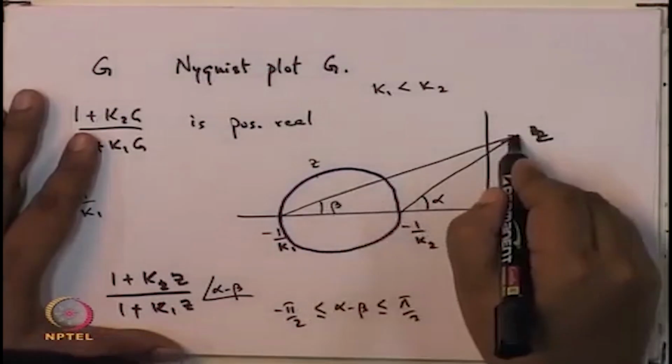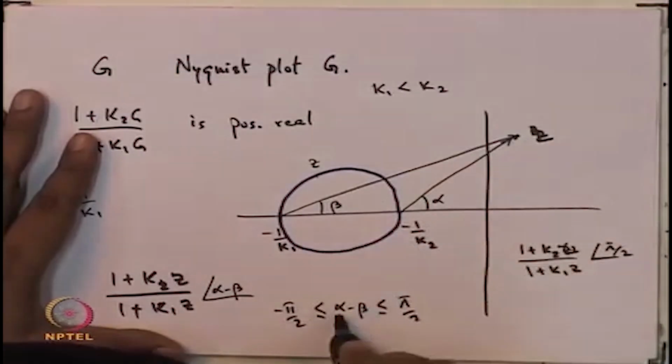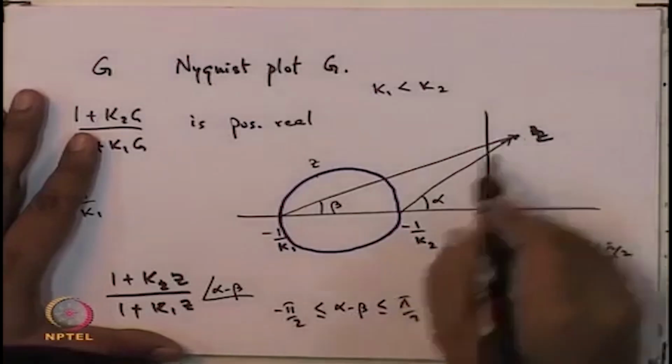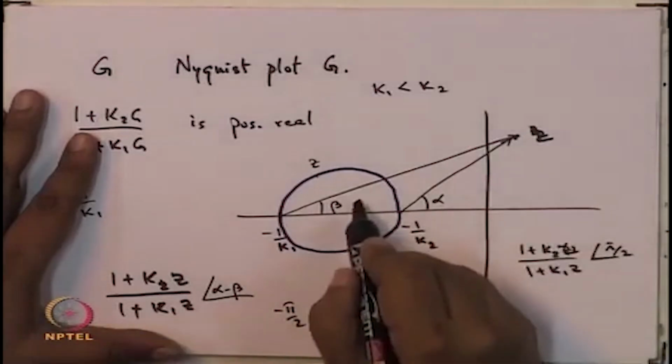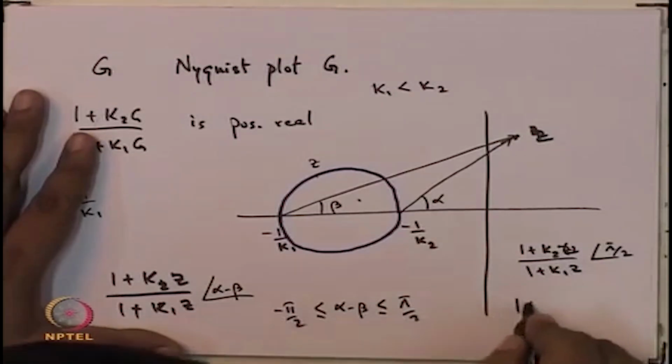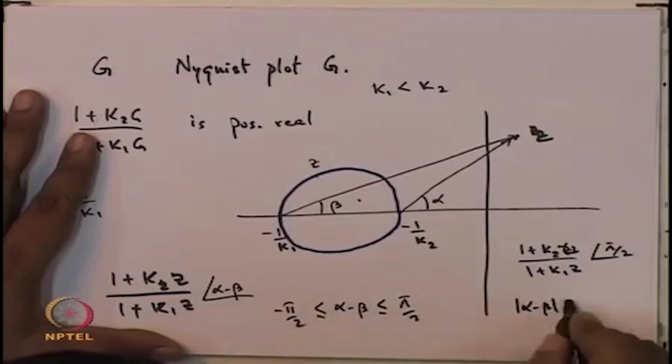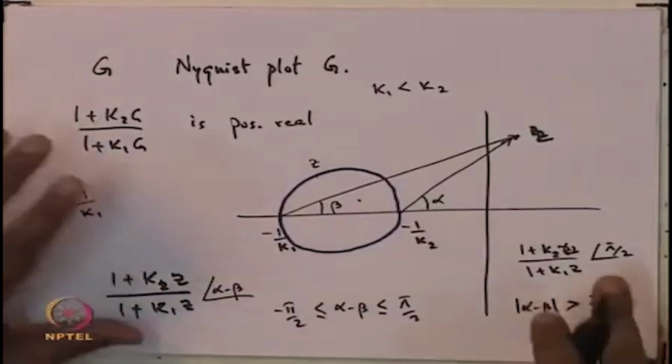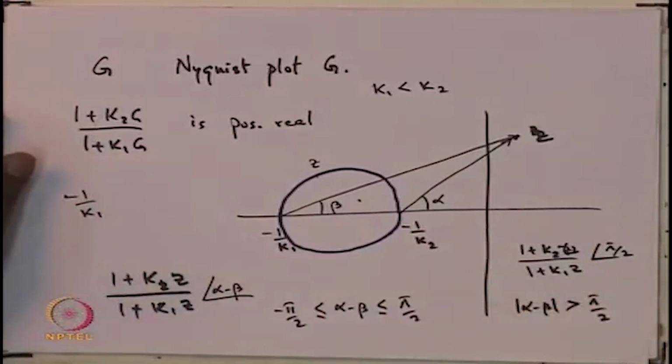If the point z is outside, then this alpha minus beta satisfies this condition, and if the point z is inside the circle, then the modulus value of alpha minus beta turns out to be larger than pi by 2. Okay, and this is where we stopped the last time.